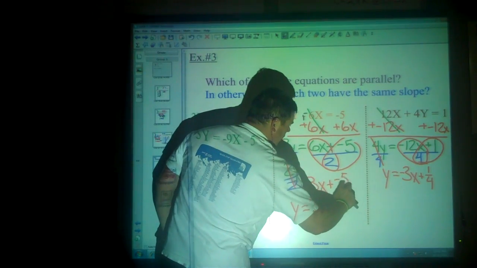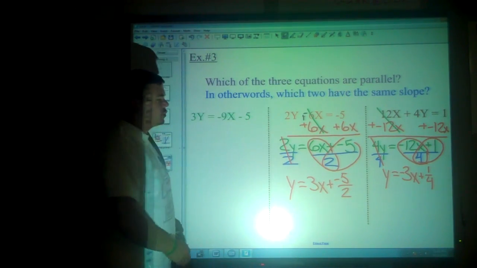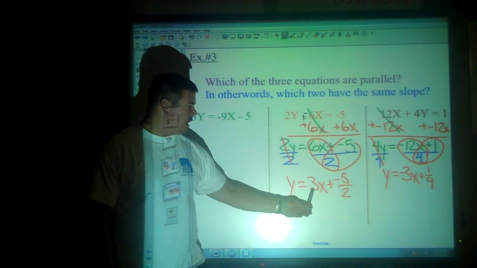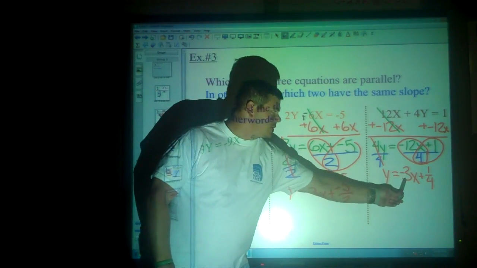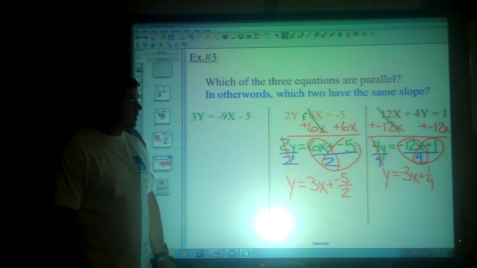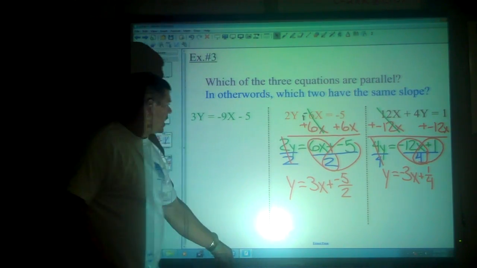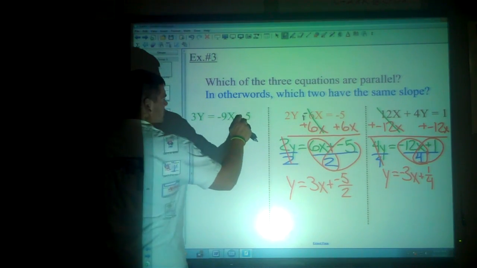Now again, I'm not concerned with the negative 5 over 2, even though that's the same as negative 2.5. What I am concerned with is this 3. And 3 is close to being the same slope as negative 3, but that's not exactly the same. So these two are not parallel to each other. I have one more to check. I'll make this a plus negative 5.